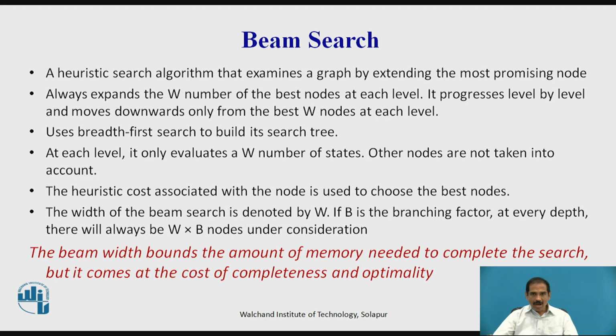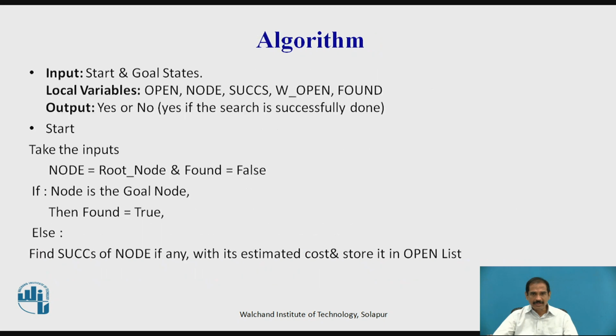Not every node is taken into account, and the heuristic cost associated with the node is used to choose the best nodes. The width of the beam search is denoted by W, and B is the branching factor at every depth. There will always be W times B nodes under consideration. So the beam width bounds the amount of memory needed to complete the search, but it comes at a cost of completeness and optimality associated with your solution.